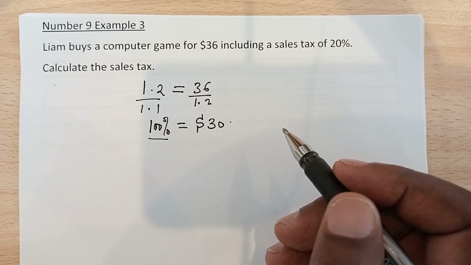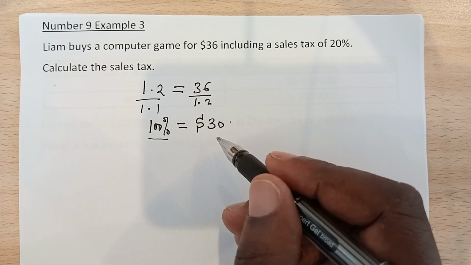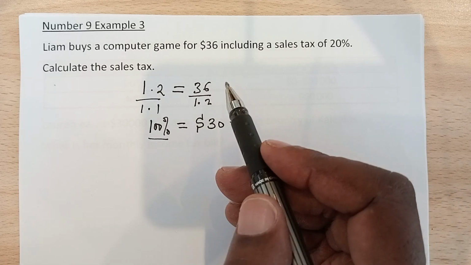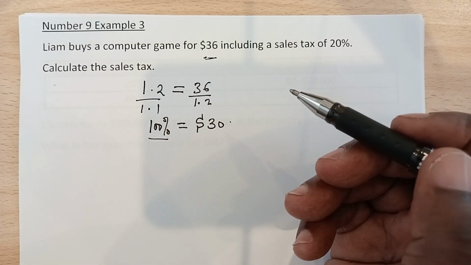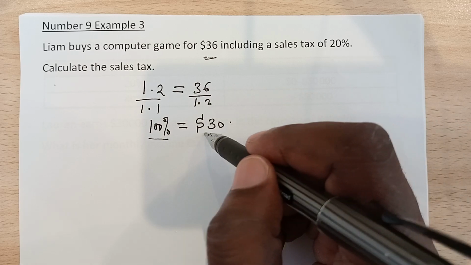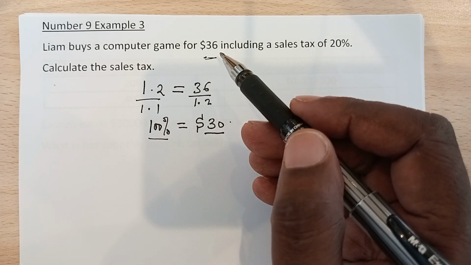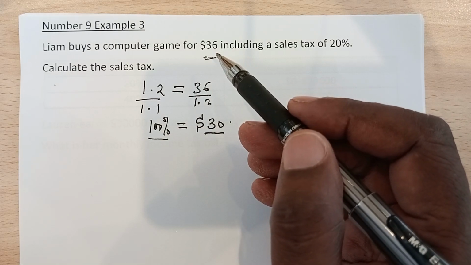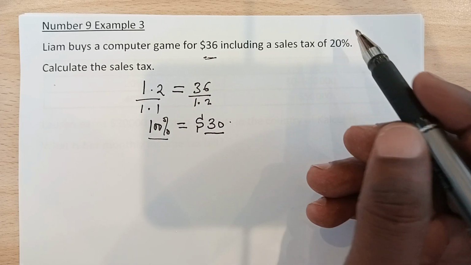It is after tax that the computer game now attracts 20% of this to make the entire price $36. Meaning that the cost of the computer game before tax is 30, and the cost of the computer game after tax is 36. Question is, calculate the sales tax.